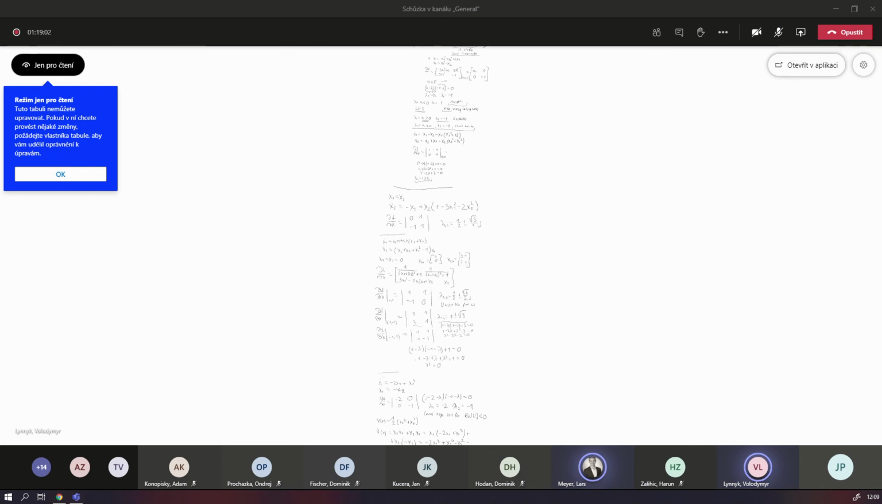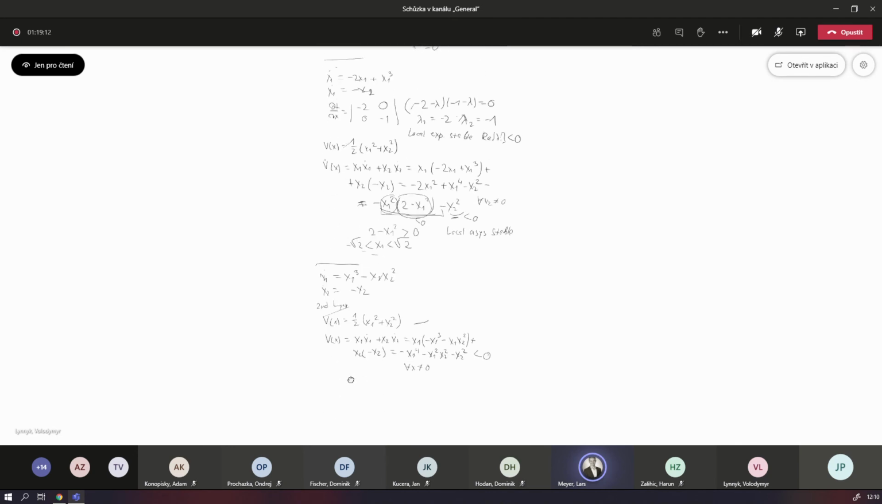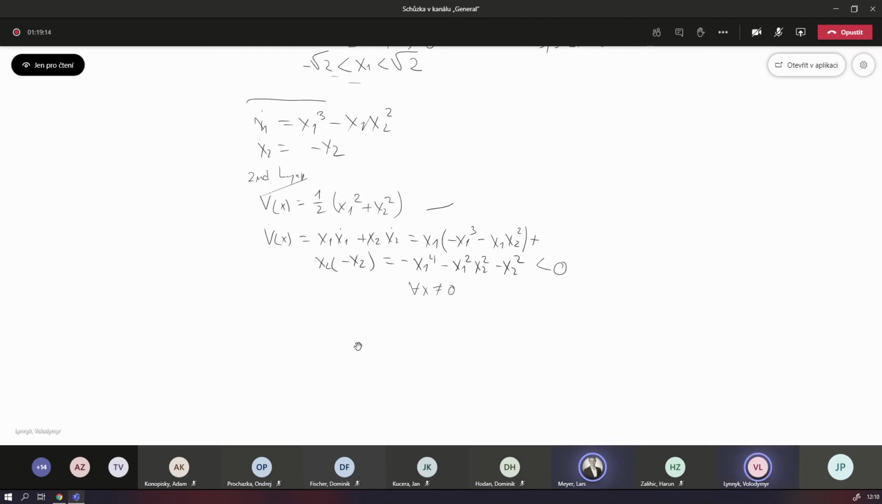One question. Where is the minus in the line with V dot of x equals, and where is the minus in front of x1 cubed from? Sorry, I made a mistake here. Yeah, with minus. Thank you. Yeah, minus x1. Okay, thank you.